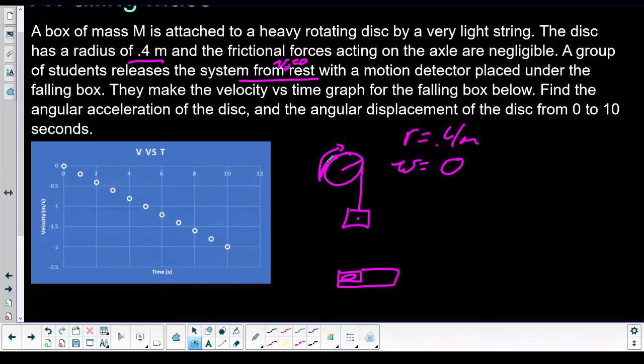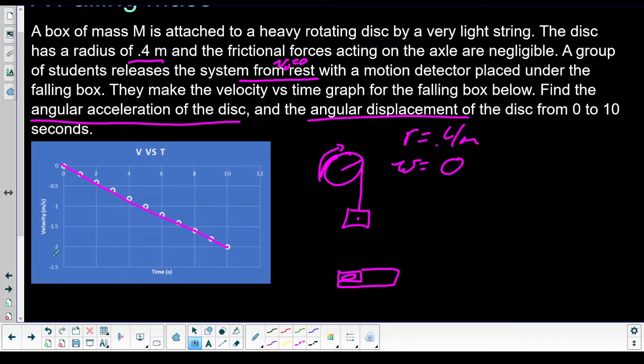Okay. So let's talk about how we are going to solve this problem. We're looking for the angular acceleration of the disk and the angular displacement of the disk from 0 to 10 seconds. Let's start with this angular acceleration. All they give us is this neat looking graph with velocity versus time for the mass here. But we can find the acceleration of this box using this graph. The acceleration is the slope of this line.